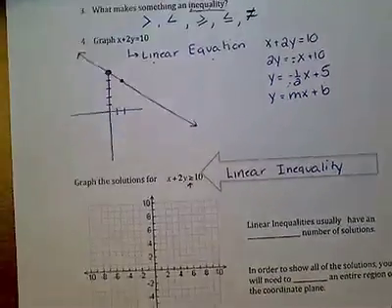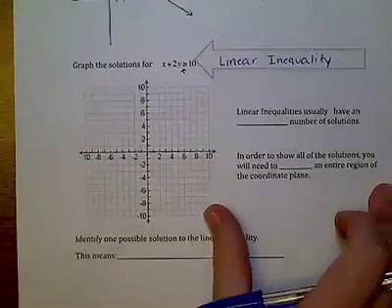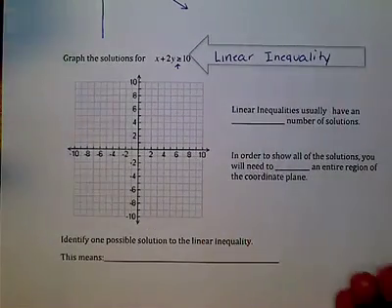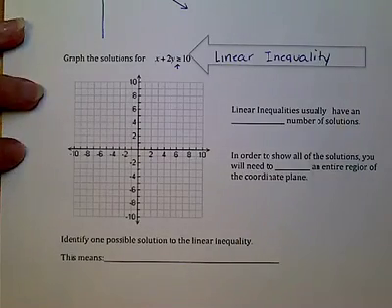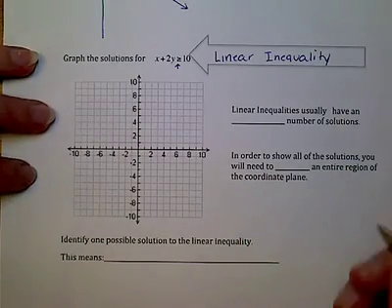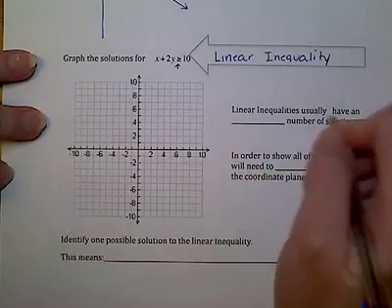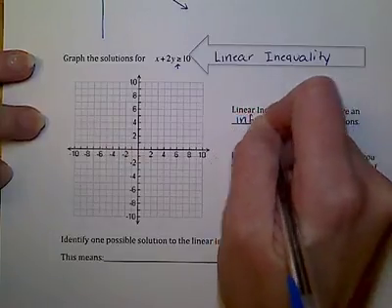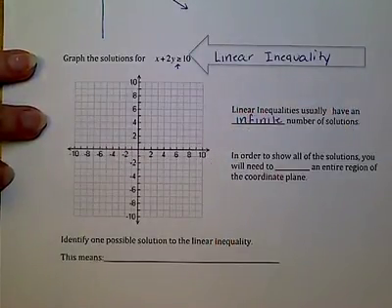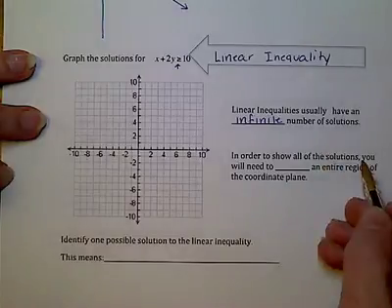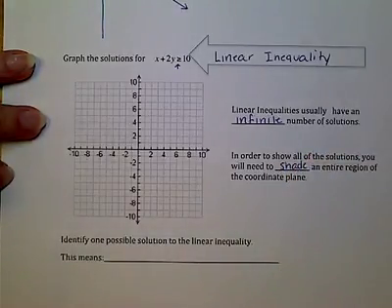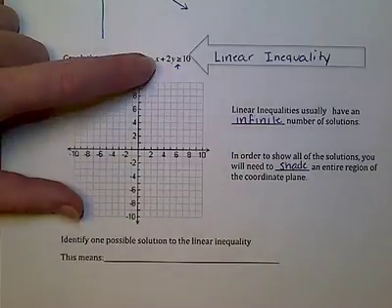Now, when I try to graph the solutions for a linear inequality, it's not just going to be the line. There's going to be a whole shaded region. When we have linear inequalities, we usually have an infinite number of solutions. In order to show the solutions, you would need to shade an entire region of the coordinate plane. Well, first things first, we need to graph this.